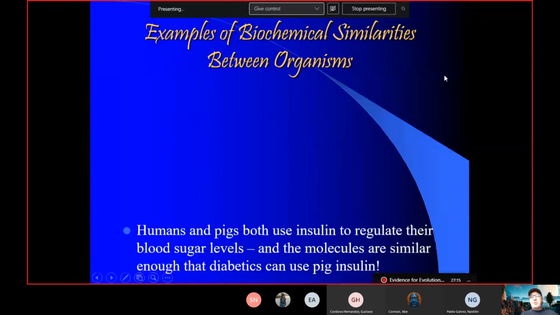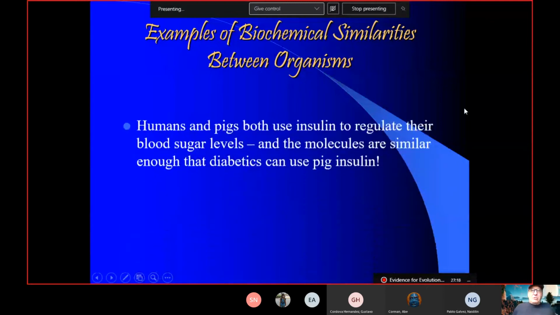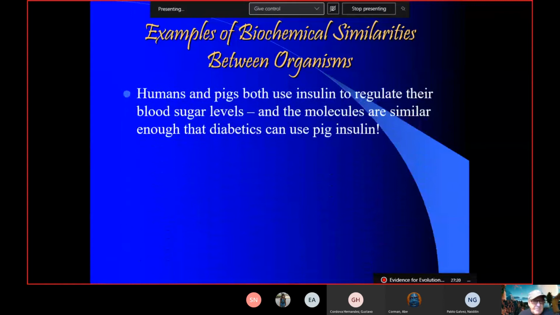Okay, here are some other examples of biochemical similarities between creatures. So I mentioned insulin. We use it to regulate blood sugar, and we're not the only ones that use insulin. Most mammals use insulin. And pig insulin is close enough to humans that diabetics can use pig insulin to control their own blood sugar. Pretty similar molecule that we both had to inherit from our ancestors. And if it's the same molecule, that suggests that we are related to pigs.